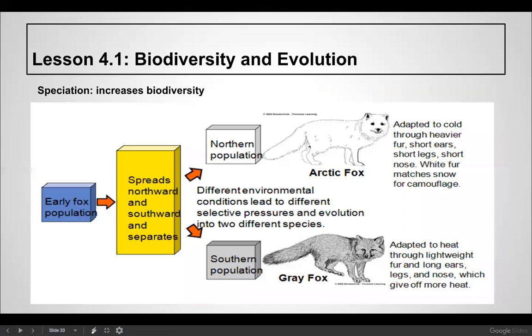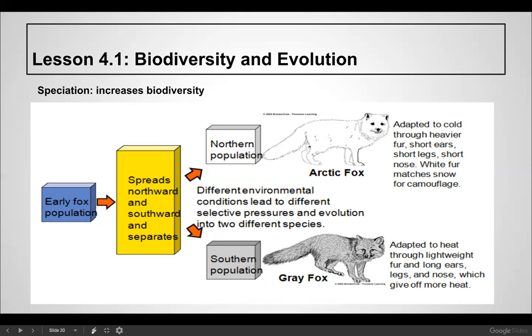allele for that gene. Okay, here's the environment also playing a role, right? If you look at the fox, there's a white fox and a gray fox. Early fox population spreads northwards and some spread south. Northern population, different environmental conditions led to different selected pressures, created two different species. In the north, white adapted to cold through heavier fur, shorter legs, shorter ears, all those things so they won't give up as much heat.